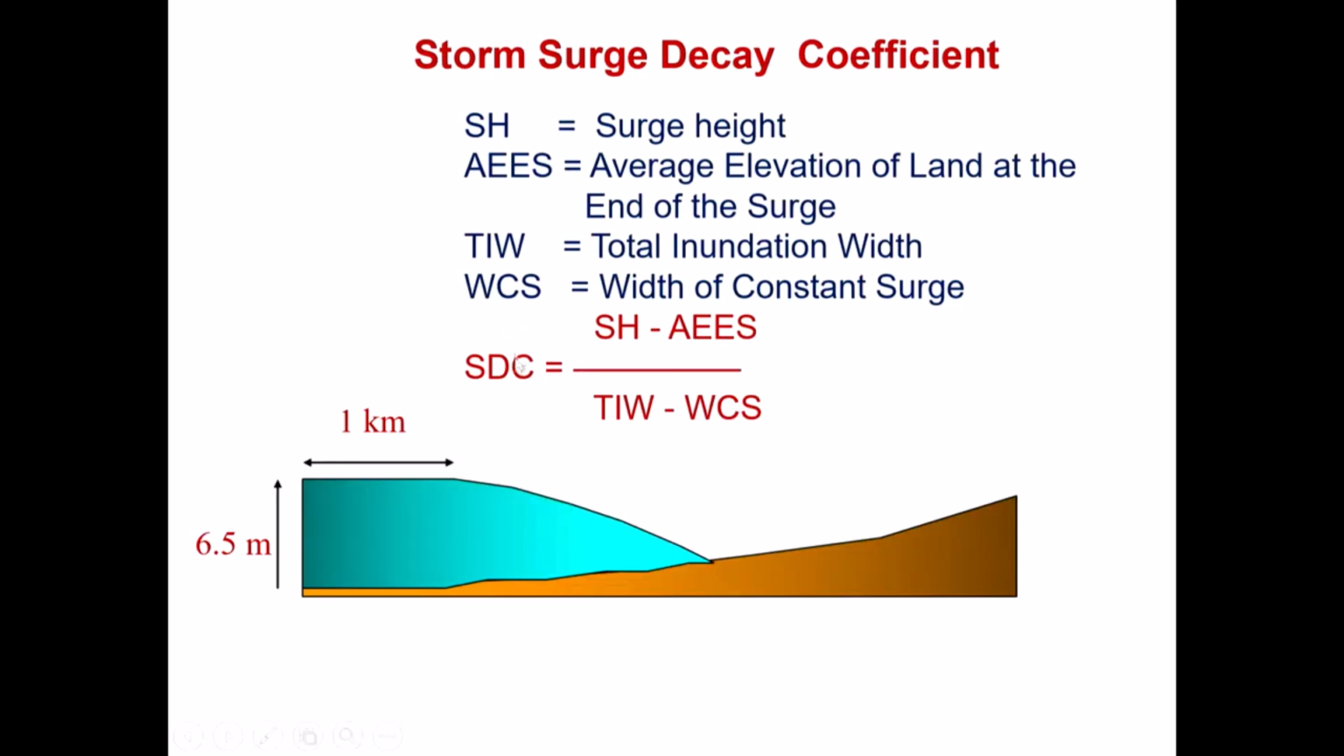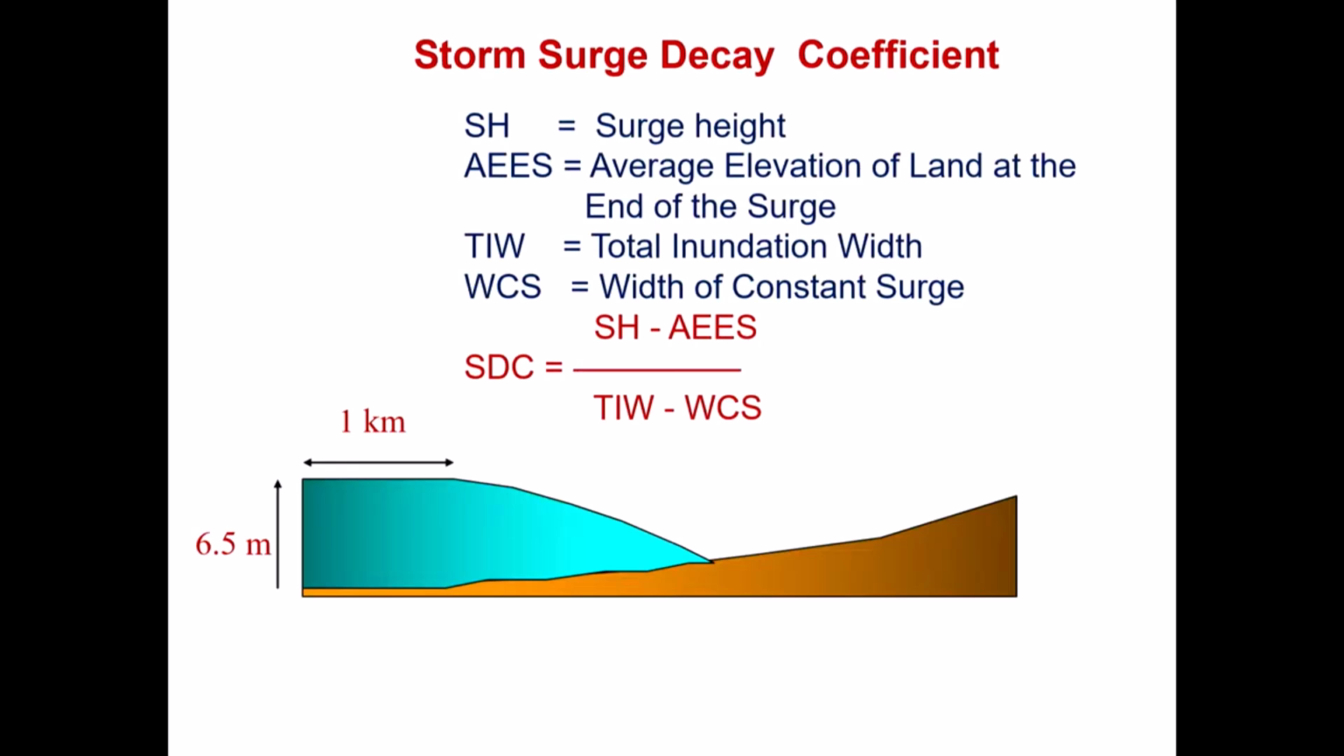To calculate the storm surge decay coefficient, we have to take these parameters into account. One is the surge height, that is 6.5 meters or 2.5 meters, depending on the intensity of the cyclone. If it is a super cyclone, then the surge height will be 6.5 or more than 6.5. If it is medium, then depending on a scale, you can estimate what the storm surge height will be.